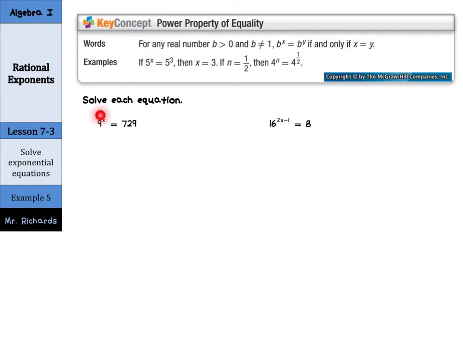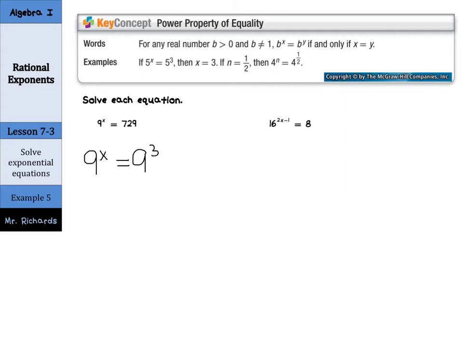Now, what are we going to do with 9 to the x equals 729? Well, let's try to get our 729 down to something involving a 9. Well, 9 squared is 81, and 9 to the third power is 729. So we can rewrite this as 9 to the x power equals 9 to the third power, since 9 to the third power is 729.